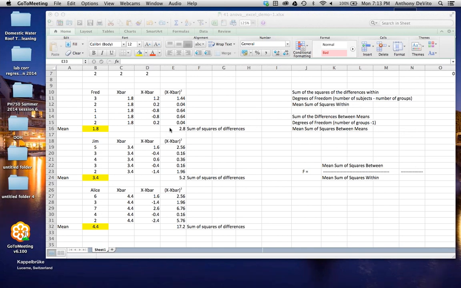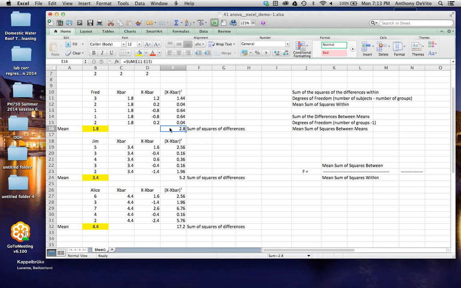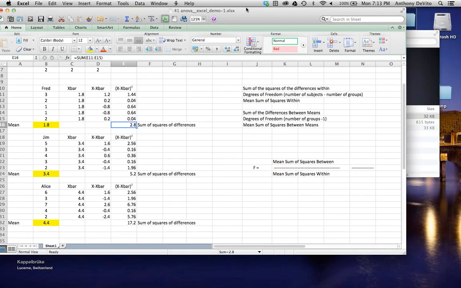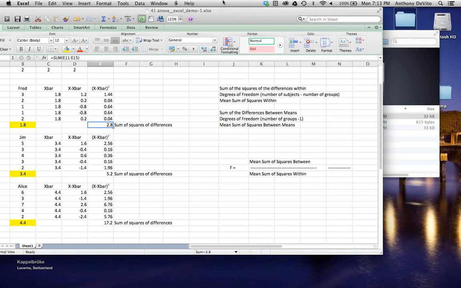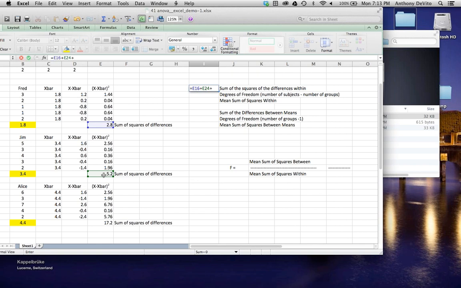So now we're going to take these sums of squares and we are going to use them to calculate the variance for each one of these groups. Okay, so now let's see. Sum of the squares of the differences within the groups. Well, each one of these values is the sum of the squares within the group. So it's sum of the squares here plus the sum of the squares here plus the sum of the squares here is the sum of all the squares within the groups.